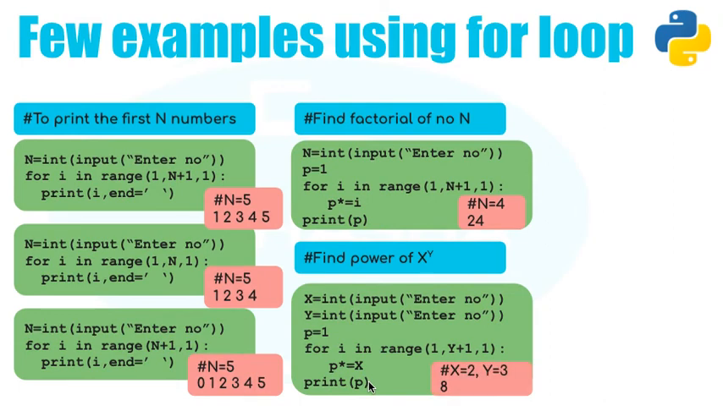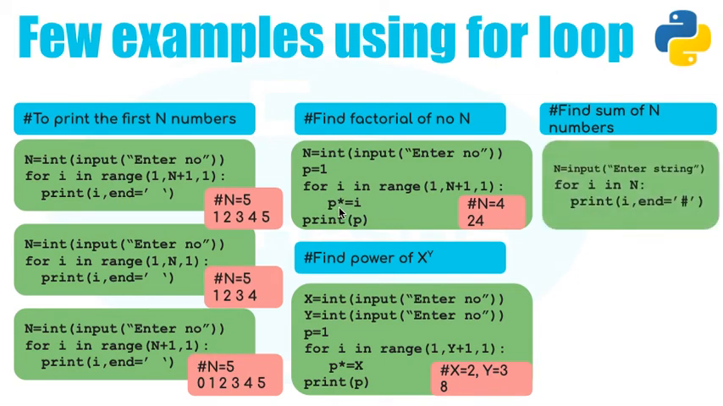So it's 2 to the power of 3 that you're calculating. Let's see a few more examples. Find the sum of the n numbers. So in sum, what do you have to do? Just put a plus sign here, but the initial value will be 0.